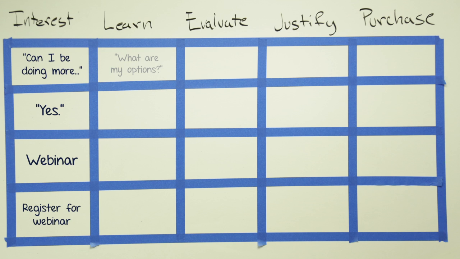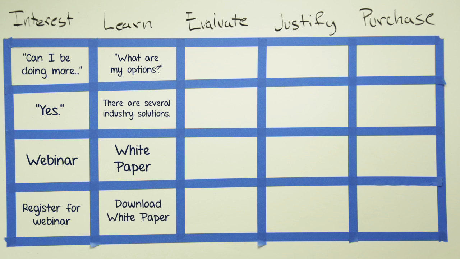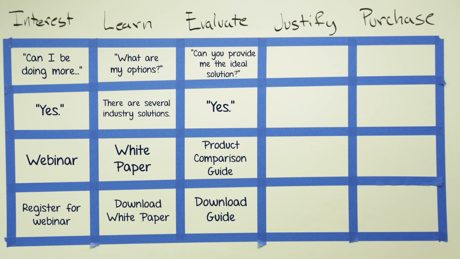In the learn phase, educate your prospect about the different ways their problem can be solved. To build credibility, present all types of solutions, even those you don't offer. In evaluate, show why your solution is the best fit.